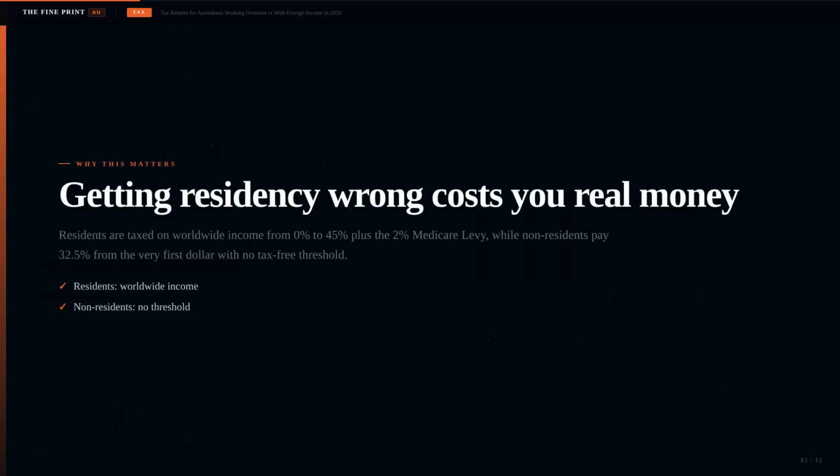This is not a minor paperwork point. According to Country Tax Calc and Expatica, for 2025 to 2026, Australian residents are taxed on worldwide income at rates from 0 to 45%, plus the 2% Medicare levy, while non-residents get no tax-free threshold and pay 32.5% from the first dollar of Australian source income. That means the wrong assumption that foreign income sits outside your Australian return can leave you underpaying and facing a later ATO adjustment, or paying tax twice on the same money. Get the category right and the rest of your return falls into place.